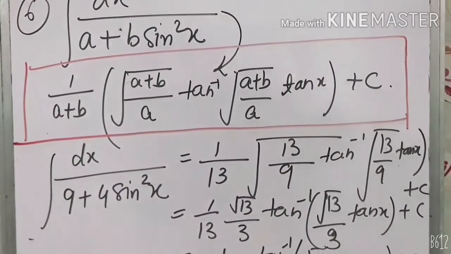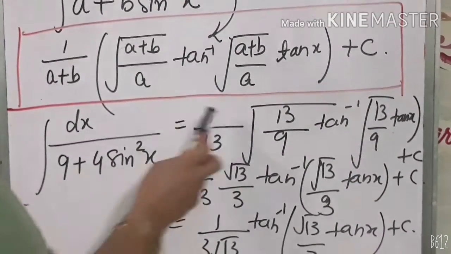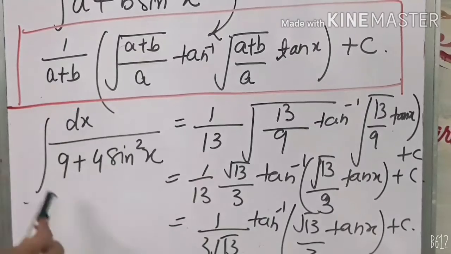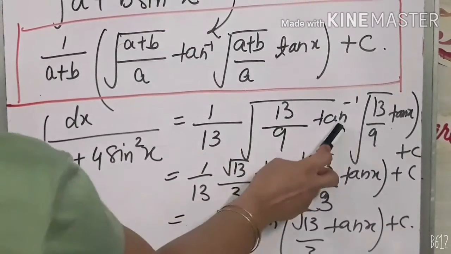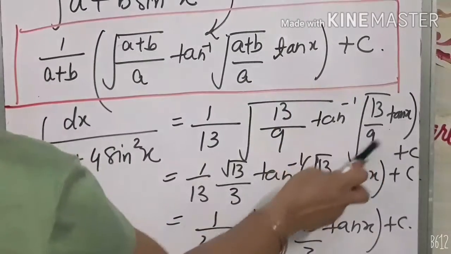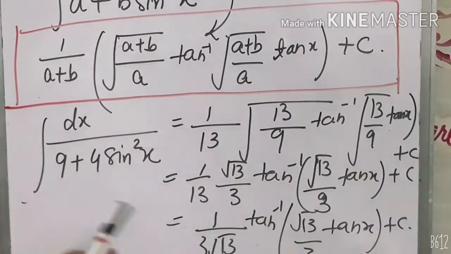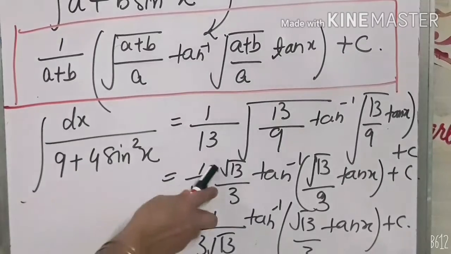Simple form. Dx by 9 plus 4 sine square x. I took one of the example. See, 1 by 13, how it came? A plus b, 9 plus 4, 13. Root 13 by root 9 tan inverse of root 13 by 9 tan x plus c.